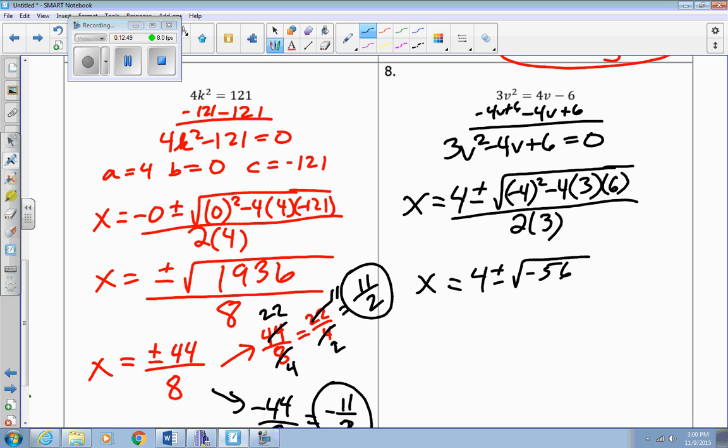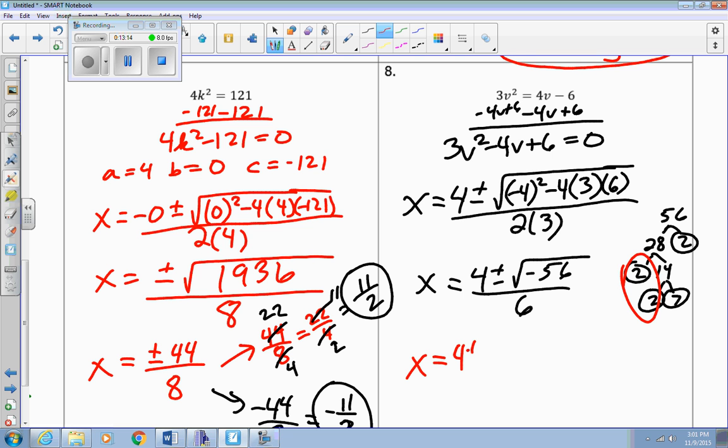Break the 56 down: 28 and 2, 2 and 14, 2 and 7. So we have a pair of 2s. It doesn't matter which pair you have. So x equals 4 plus or minus 2 on the pair. The negative comes out as i. Don't forget that i. And underneath the radical, you still have the 7 and the 2. 7 times 2 is 14, over 6.